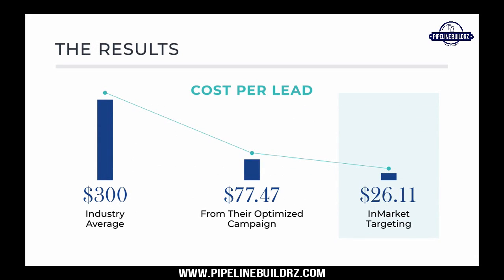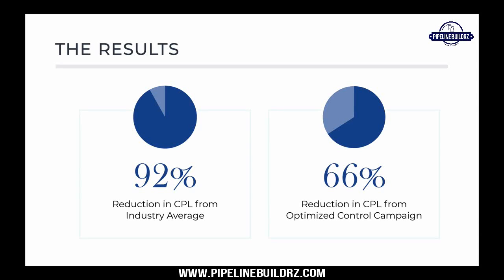Again, an industry average cost per lead for this vertical is around $300. That's considered pretty respectable. Before we met, the client had been able to optimize his funnel and get the cost down to $77.47, which is considered very good. But now, once that same funnel switched from using the client's in-house targeting to in-market targeting, the cost per lead dropped to $26.11, which is a 92% reduction from that respectable industry average, and a 66% reduction from their already optimized control campaign.